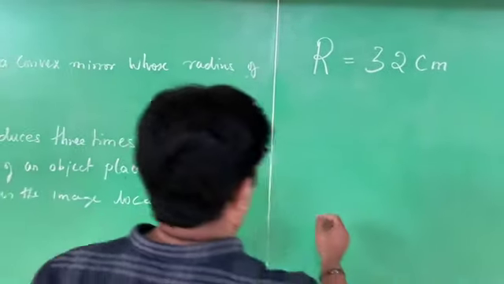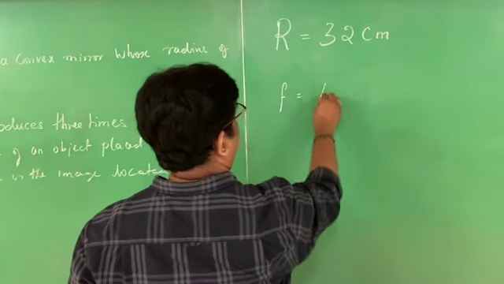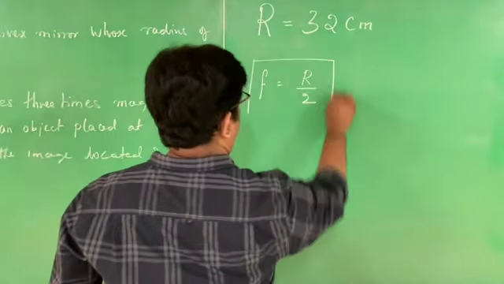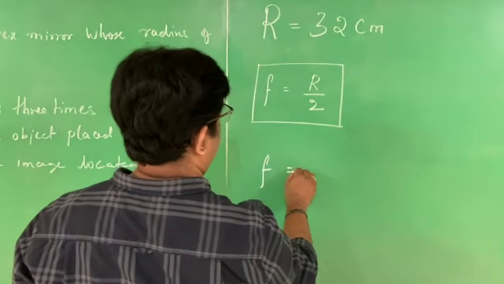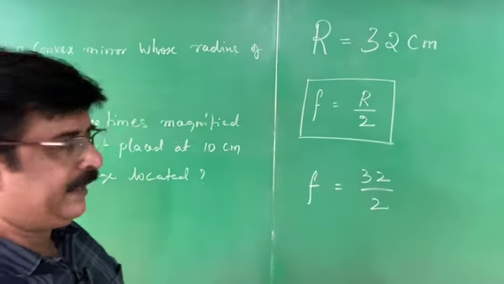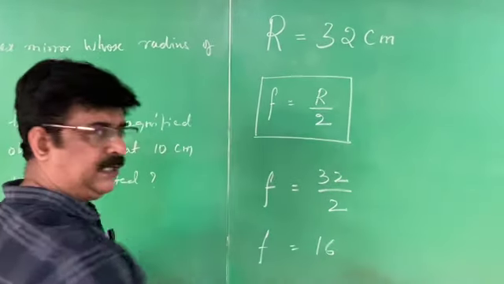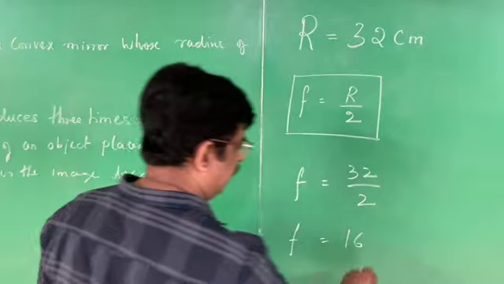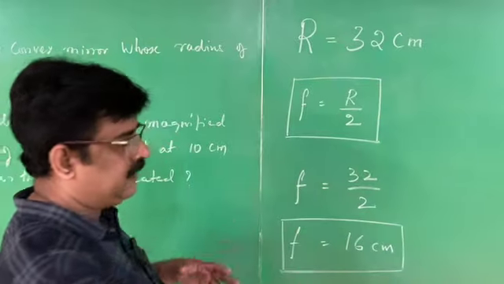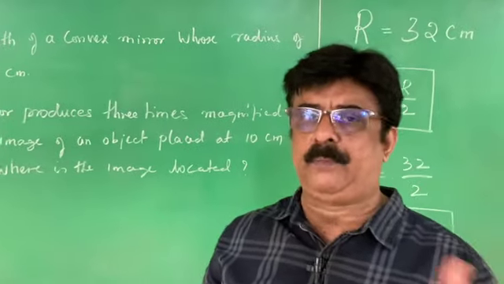We have to find the focal length. Then what is the relationship between focal length and the radius of curvature? F is equal to R by 2. This is the formula. Then F is equal to R by 2, R is given as 32, so 32 divided by 2. You have to divide 32 by 2. 32 divided by 2 is 16. 16 twos are 32. Which unit do you have to write? Centimeter. F is equal to 16 centimeters. Very simple. The first problems are mainly based on the first equation, R is equal to 2F or F is equal to R by 2.